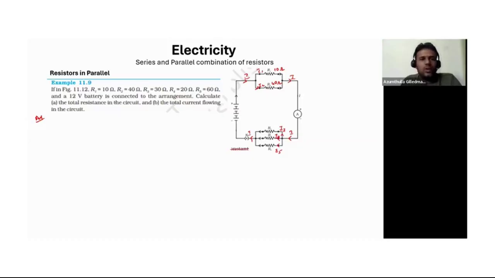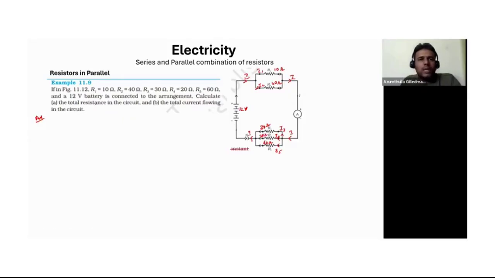Now it is connected to a source of 12 volts. So V is given, that is 12 volts, and R1, R2 we know. R3 is 30 ohms, R4 is 20 ohms, and R5 is 60 ohms. This is the data given.